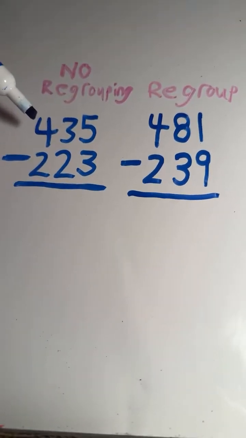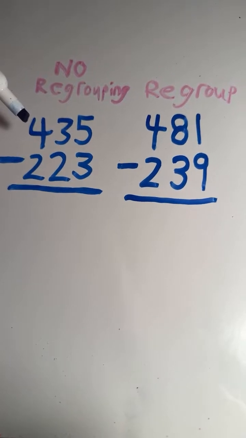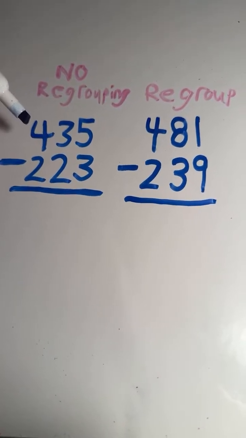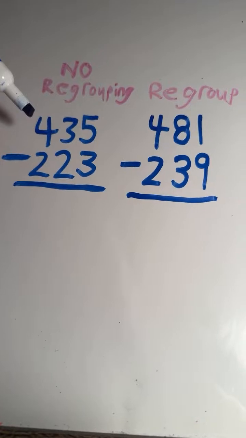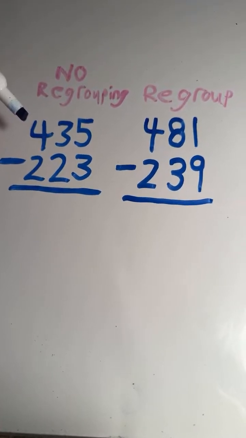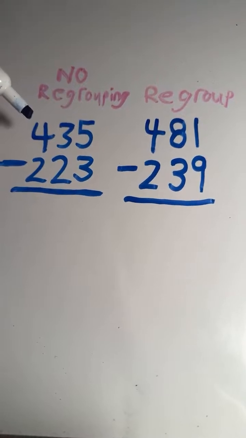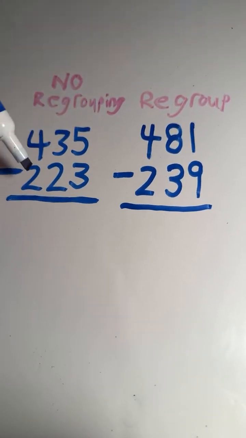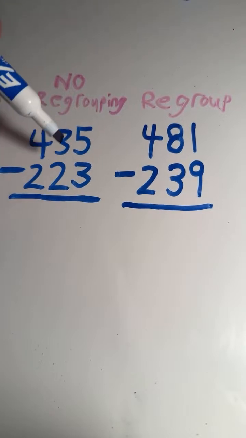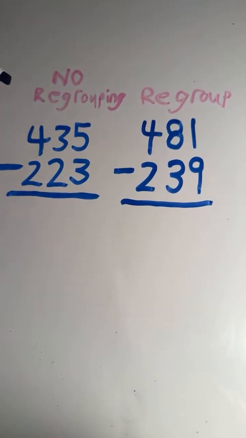So as you can see, the first problem here, 435 minus 223, does not require regrouping. When it comes to subtraction, we regroup whenever there's a bottom digit that's bigger than the top digit. And as you can see here, all the top digits are bigger. 4 is bigger than 2, 3 is bigger than 2, 5 is bigger than 3.